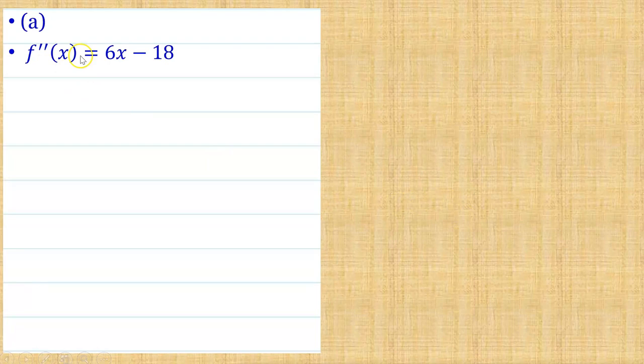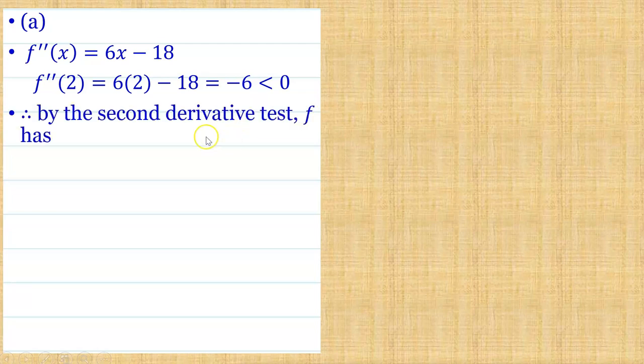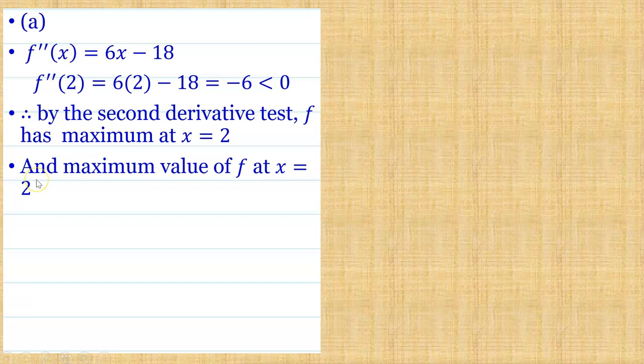Now f double dash of x is equal to 6x minus 18, f double dash of 2. That is x is replaced by 2. That is 6 into 2 minus 18, and overall you will get minus 6, which is less than 0. It's negative. Therefore, by the second derivative test, f has maximum at x equals 2, and the maximum value of f at x equals 2.